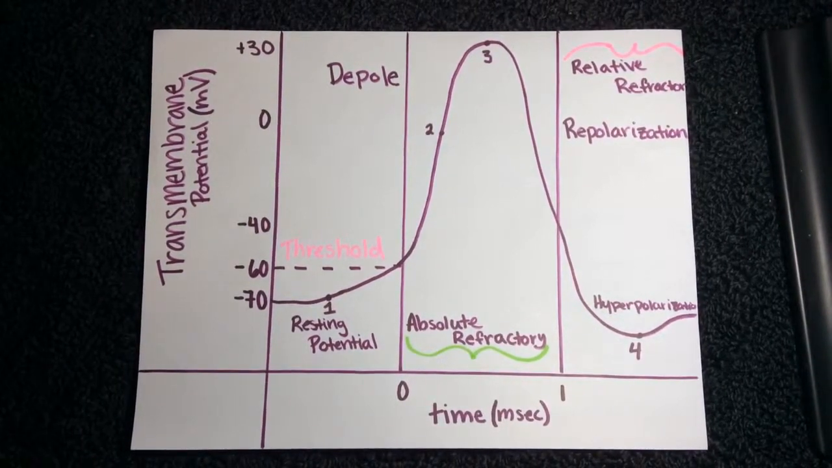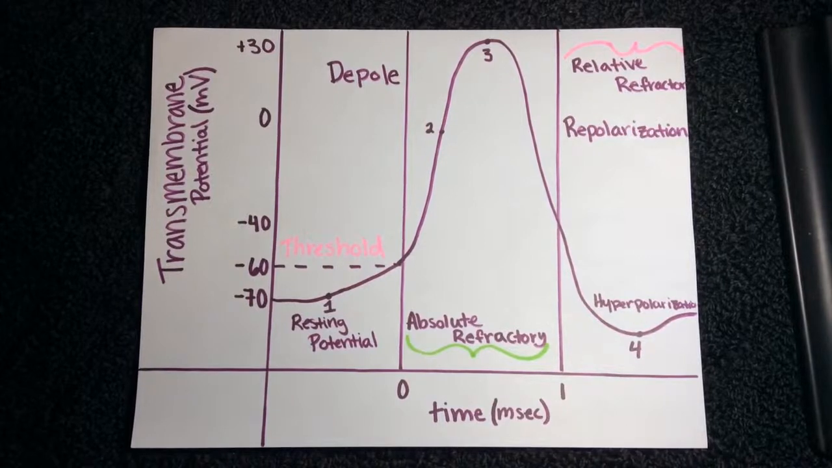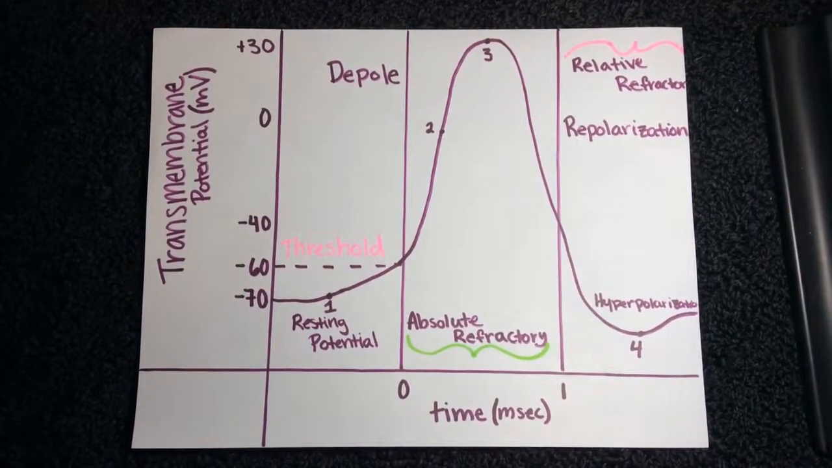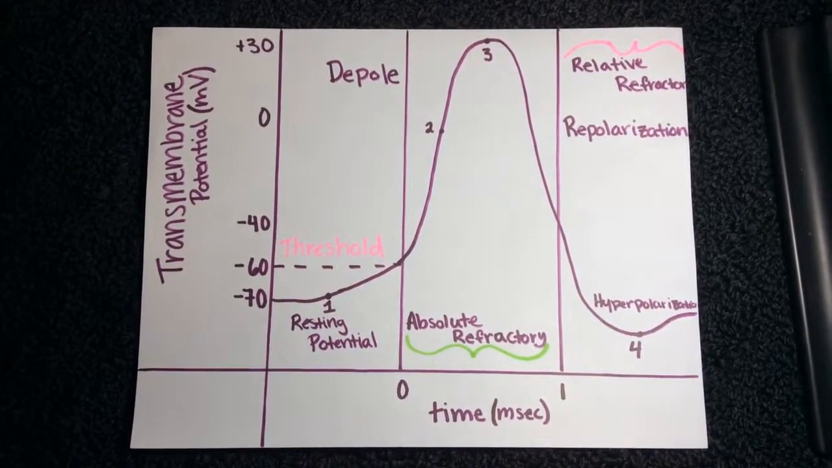The relative refractory period begins when the sodium channels return back to their resting state. They are able to respond to an outside stimulus if it is larger than normal.